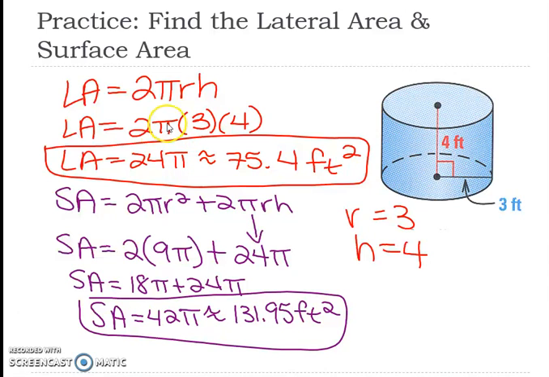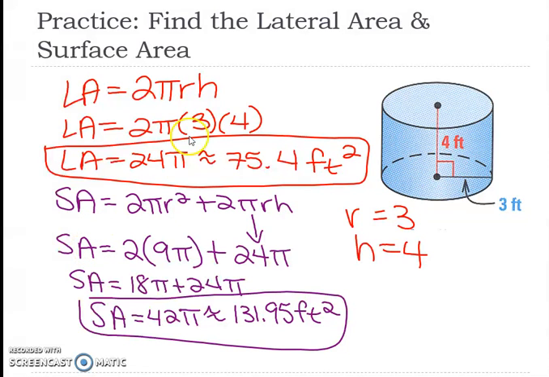Let's find the lateral area and surface area of a cylinder. First, you're going to write the height 4, radius 3. Lateral area is 2 pi r h, from the formula sheet. 2 times pi times 3 times 4. 2 times 3 times 4 is 24. Do the numbers first and then press pi on your calculator. Do not use 3.14, use pi, because it's an irrational number. It's about 75.4 square feet.